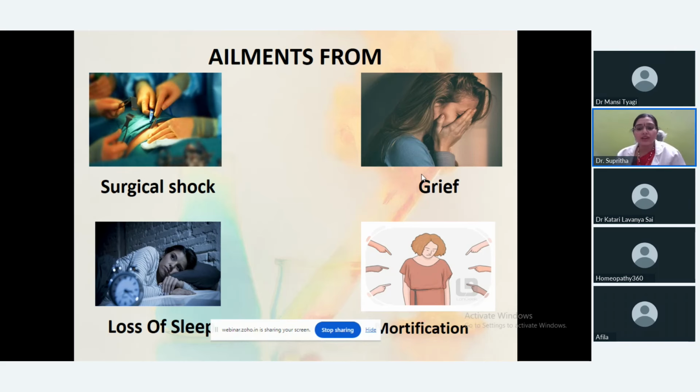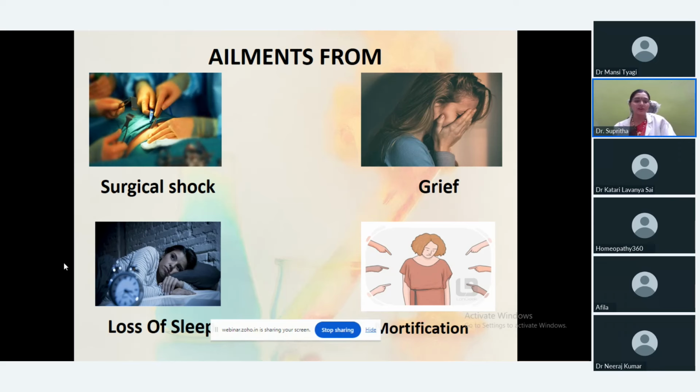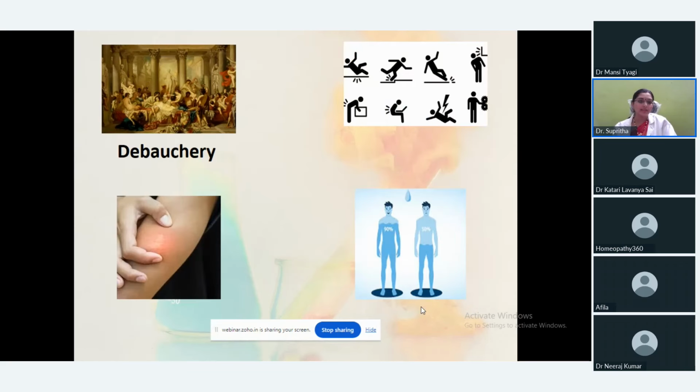Fine. So grief we can compare with Ignatia, acute grief. Then long-standing grief is Natrum muriaticum. So coming to loss of sleep, mortification. What is mortification? The self-pride is hurt. So then ailments from debauchery. Debauchery is indulging in various drug activities, alcoholism and sexuals.